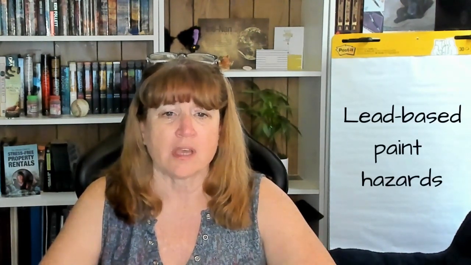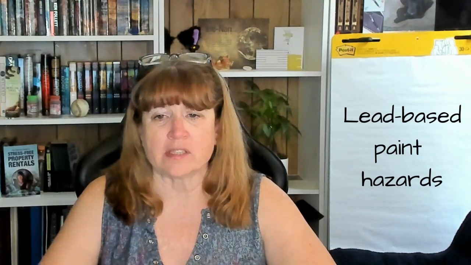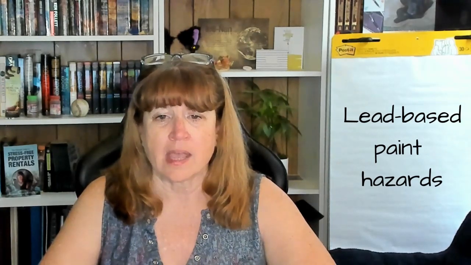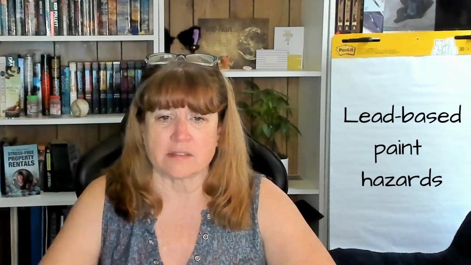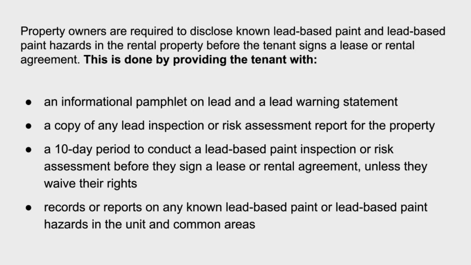The federal government has established regulations to protect people from lead-based hazards in housing constructed before 1978. Under the regulations, property owners are required to disclose known lead-based paint and lead-based paint hazards in the rental property before the tenant signs a lease or rental agreement. This is done by providing the tenant with an informational pamphlet on lead, a lead warning statement, and a copy of the lead inspection or risk assessment reports that you've had done on the property.